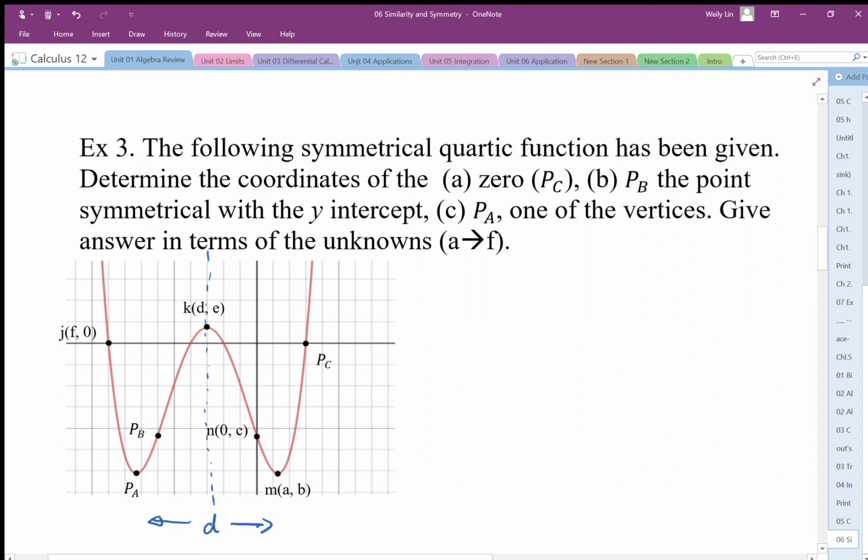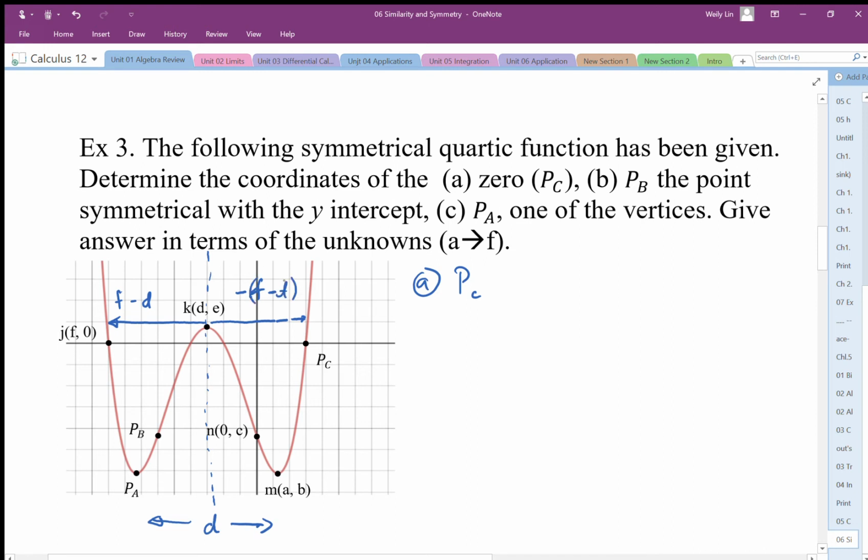Okay, so we're going to answer these in the terms that are given, A to F. Okay, so let's start with a 0 here. So we're going to go with the 0 point PC. So we know that they're symmetrical from the middle here to PC and from here to point F. So what I need to know is this difference here. And the difference here as a vector is going to be F minus D. Okay, that's the vector. So if I want to go in the opposite direction, I need to do the opposite vector, or negative F minus D.